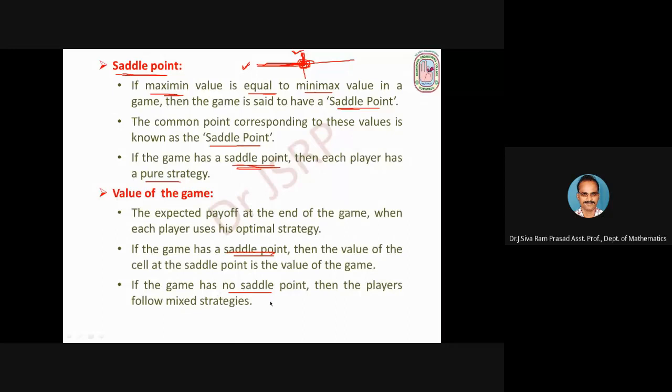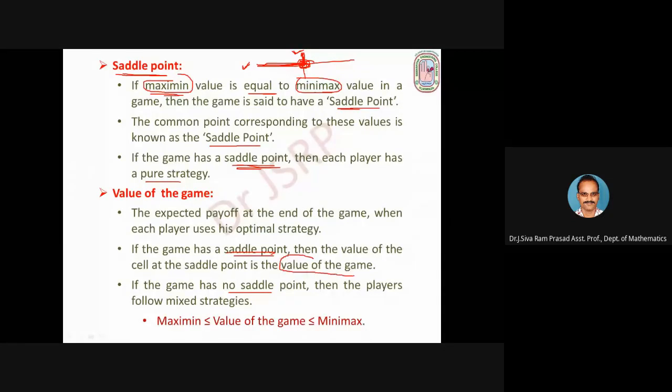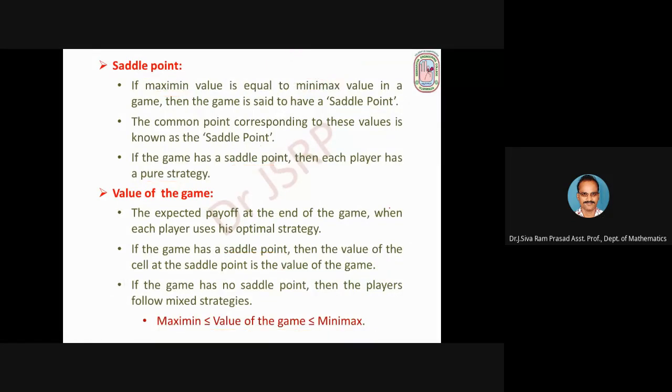Okay. Now, what is the relation between the three values? Maximin value, minimax value, and value of the game. So this is the relation between these three values. Maximin is less than or equal to the value of the game, which is less than or equal to minimax. So the value of the game lies between the maximin value and the minimax value. Okay. So that is the relation between these three values. So you will be given 1 mark questions. Okay.